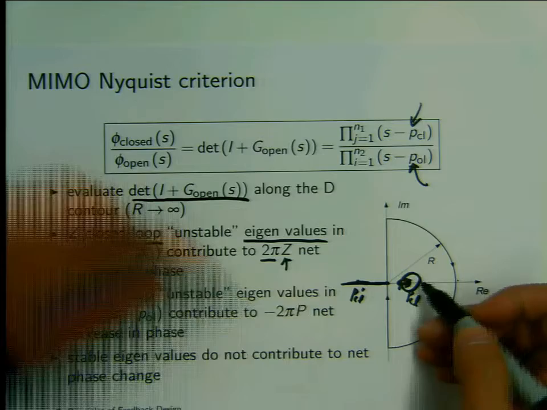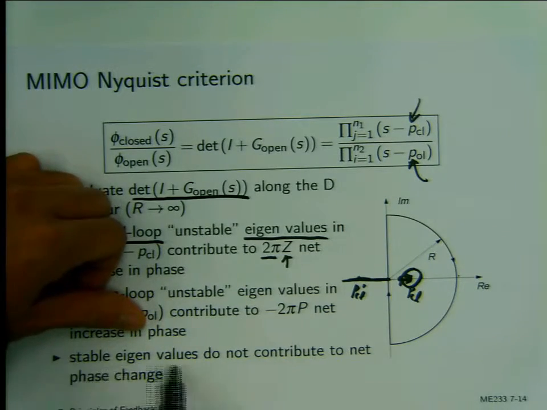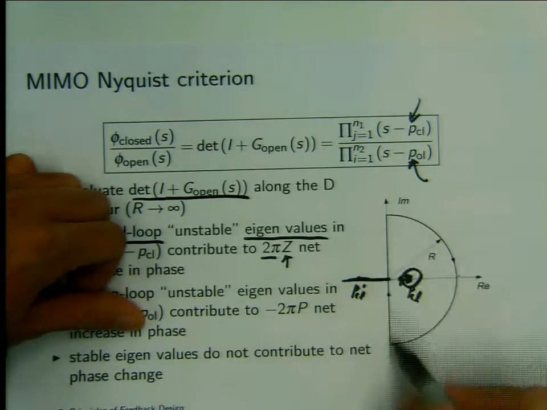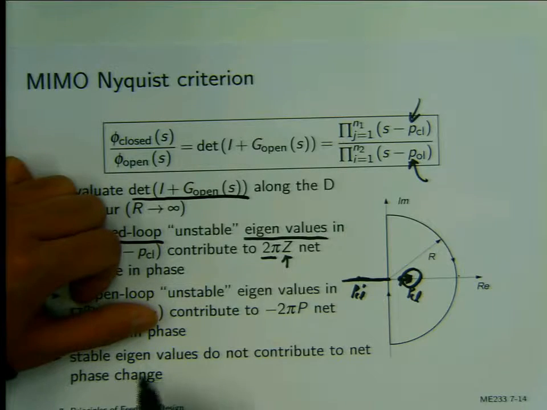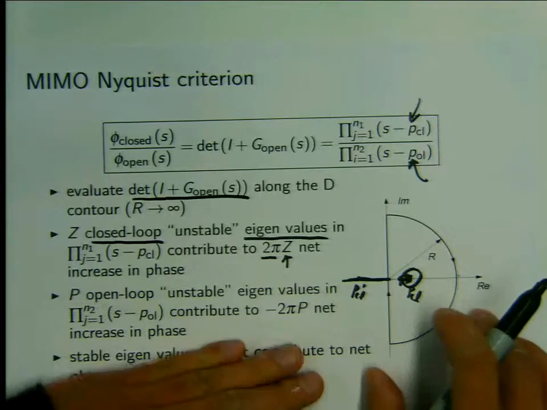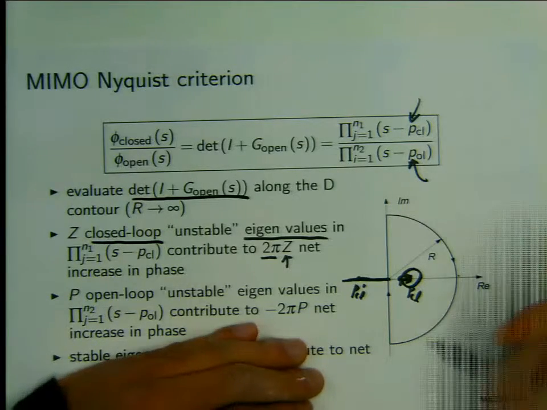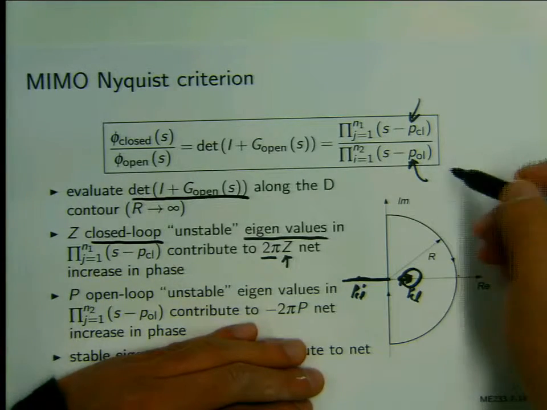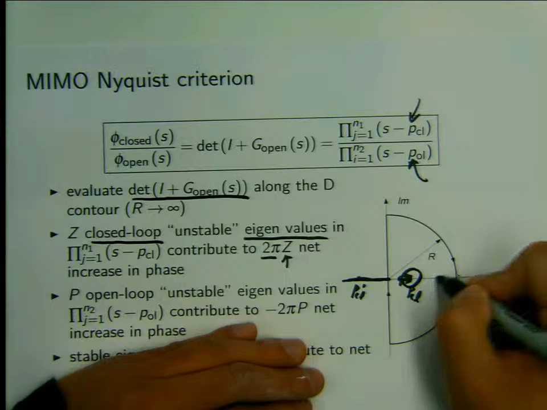So that's the first part. Now you see the last part. Stable eigenvalues on the left-hand side of this S-plane will not contribute to any phase change in this evaluation of the D contour. Okay?